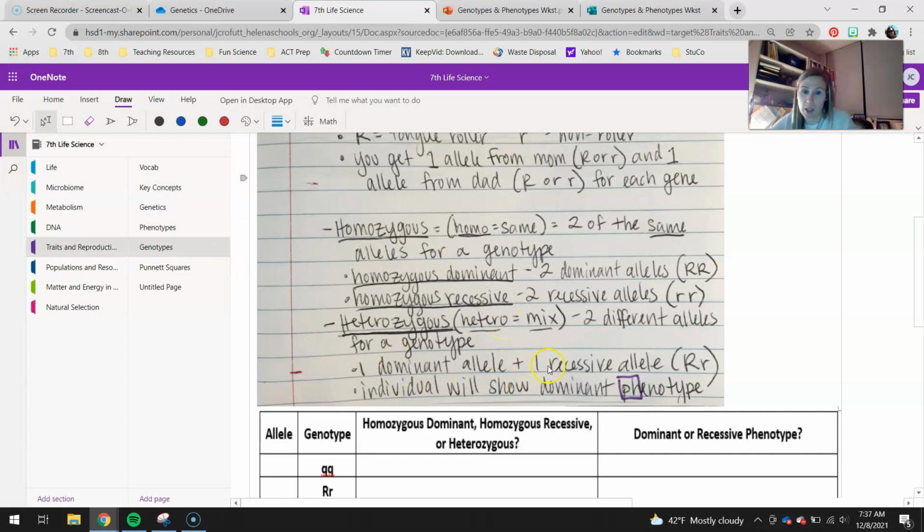So one dominant allele plus one recessive allele. So the genotype for that would be big R, little r. It means one parent passed down the dominant, one parent passed down the recessive. If we're talking about the phenotype of those, all individuals would show the dominant phenotype. So again, with tongue rolling, one parent passed down the roller trait, one parent passed down the recessive non-roller trait, but that kid is still going to be able to roll their tongue, okay? So that phenotype will still be that they are a tongue roller, okay?